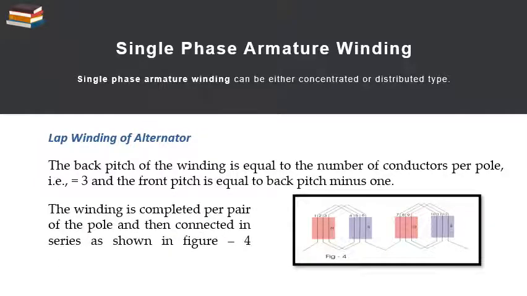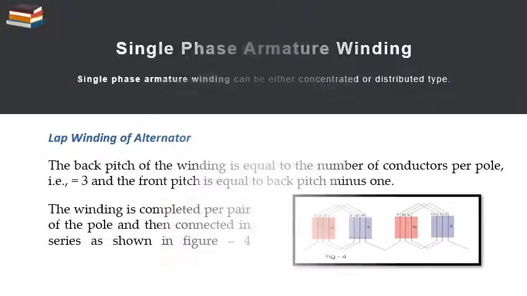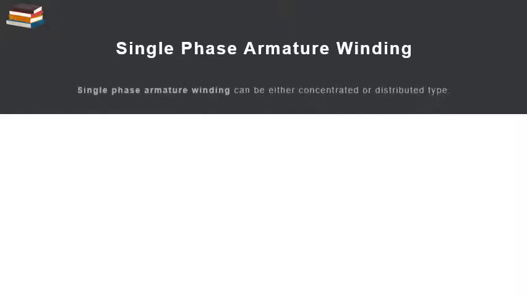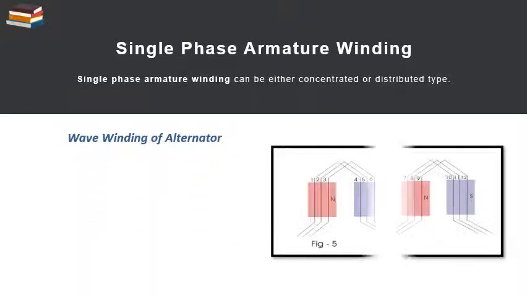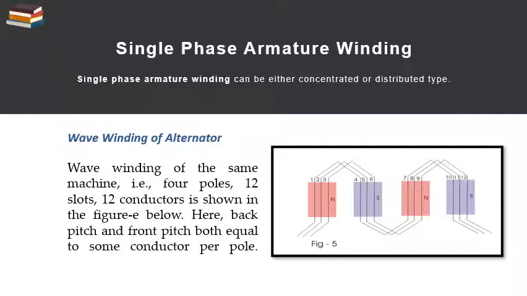The winding is completed per pair of poles and then connected in series as shown in figure 4. Wave winding. Wave winding of the same machine, that is 4 pole, 12 slot, 12 conductor, is shown in the figure. Here, the back pitch and the front pitch are both equal to the number of conductors per pole. So this is the diagram of wave winding.